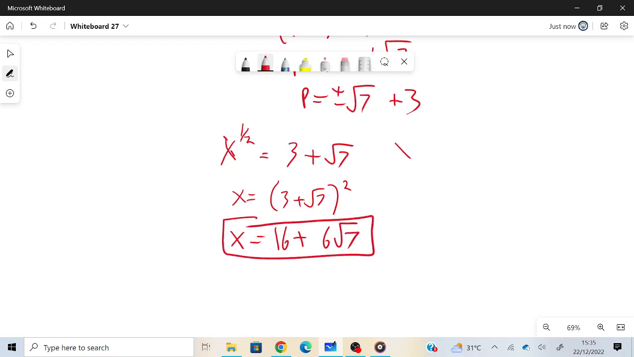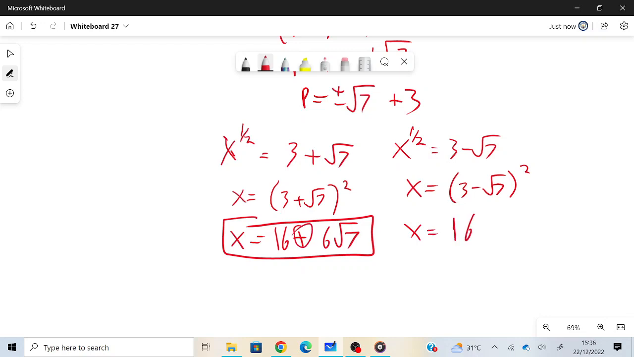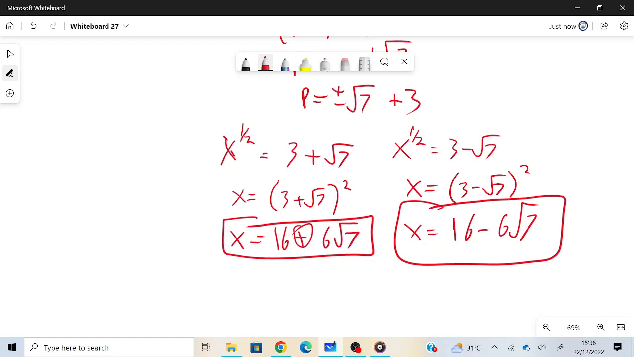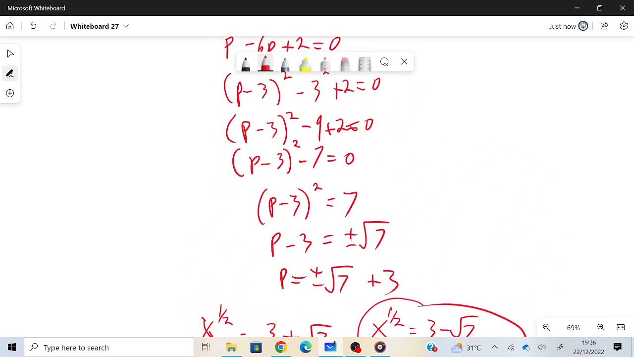And if we do x to the power of 1 over 2 equals 3 minus root 7, squaring both sides, we have x equals 3 minus root 7 all squared, and we'll have x equals the same thing, just that the sign will change. This is plus here, it would now become minus 6 root 7. So you can actually save a lot of time by not expanding all this again, by just changing the sign from plus to minus over here. And that is the answer, the two final answers to that question.